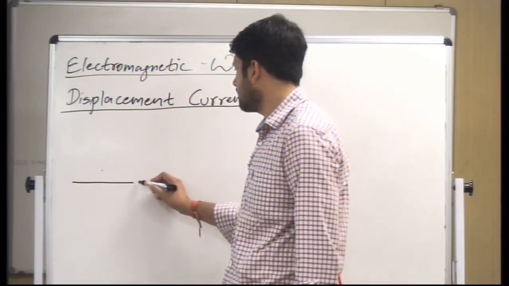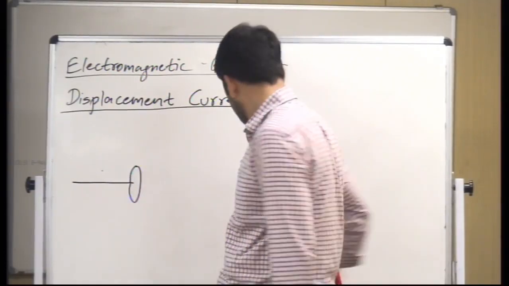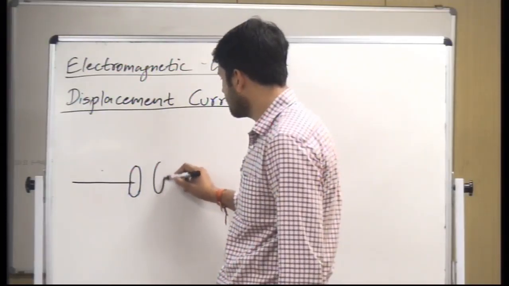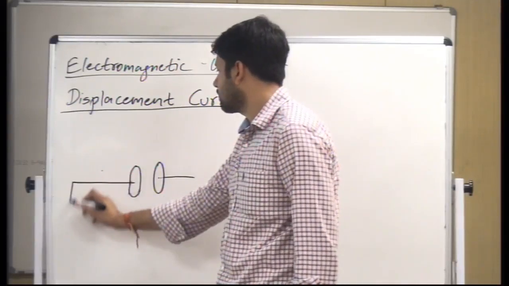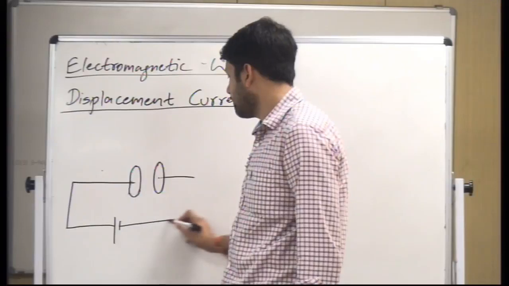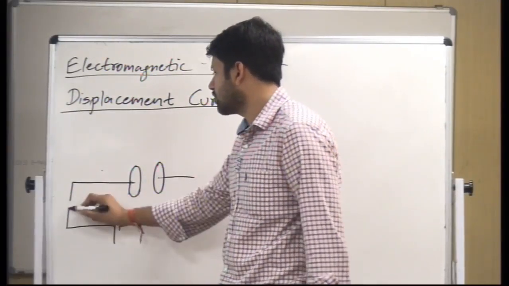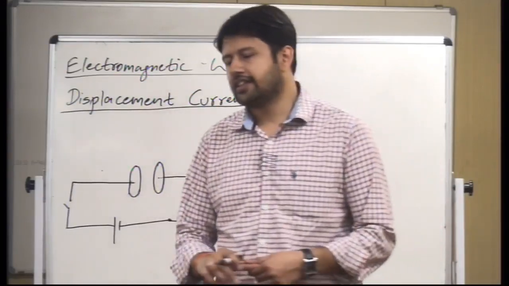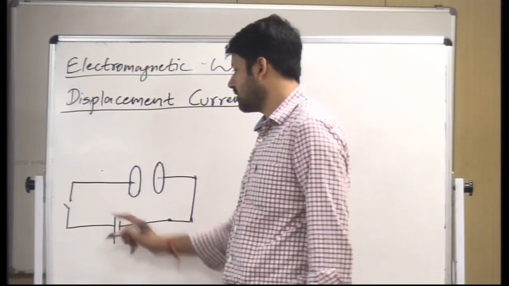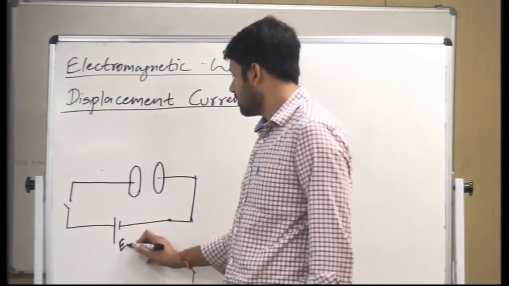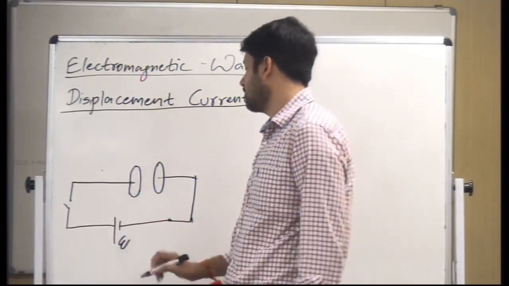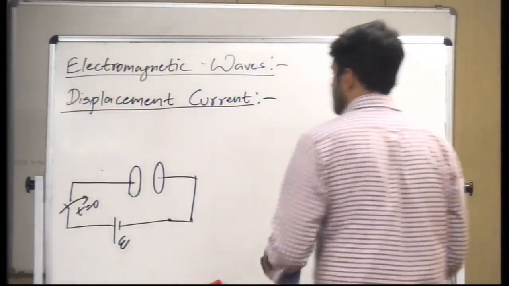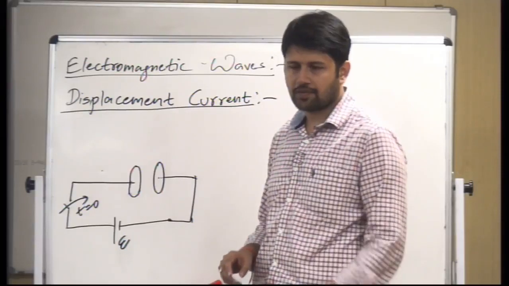Let us assume this arrangement. Let's say we have a capacitor with circular plates, right? And we have a battery, and let's say we have a switch here. Initially the capacitor was uncharged, we assume that, and the switch was open. Let's say this is the EMF E. So let's say at t equal to 0, we connect this switch. What happens as this switch is connected, current starts flowing and the capacitor starts charging up, right?